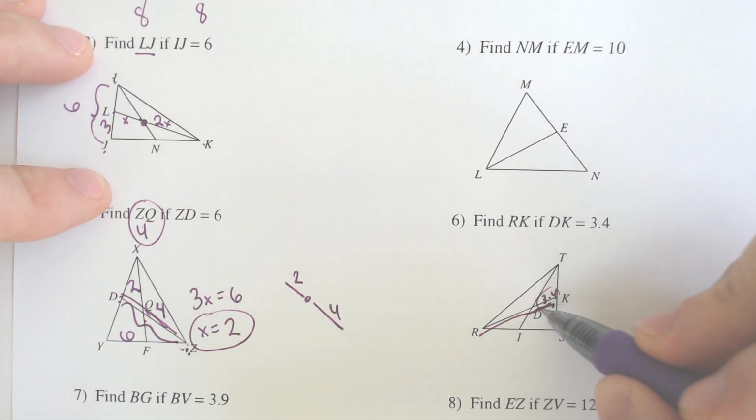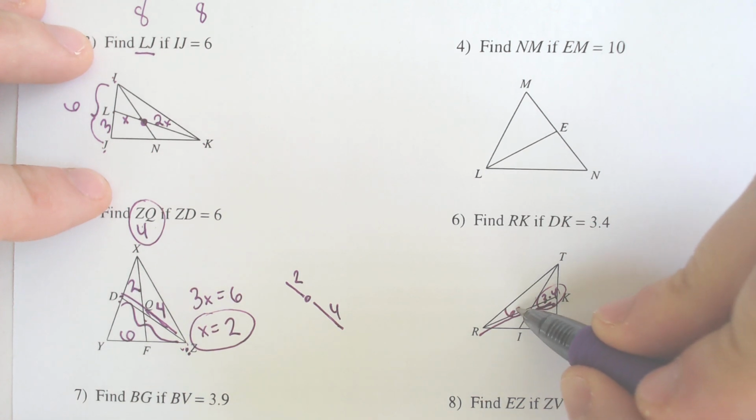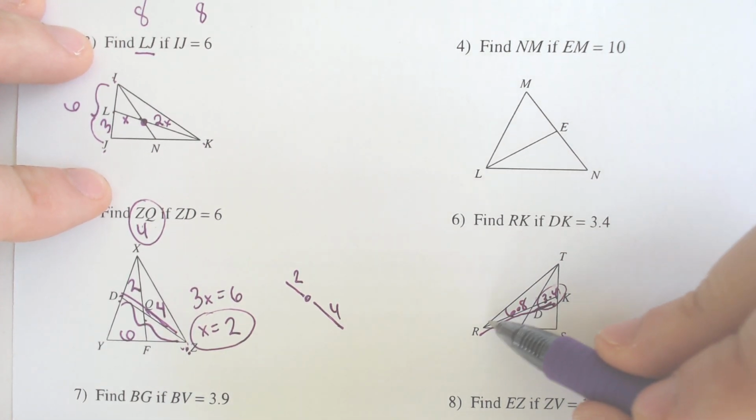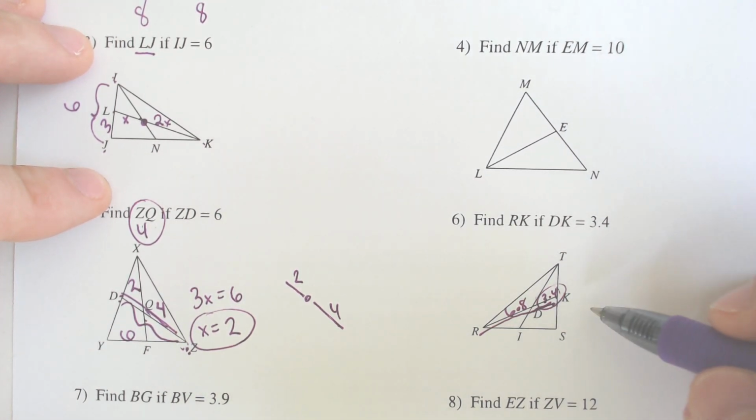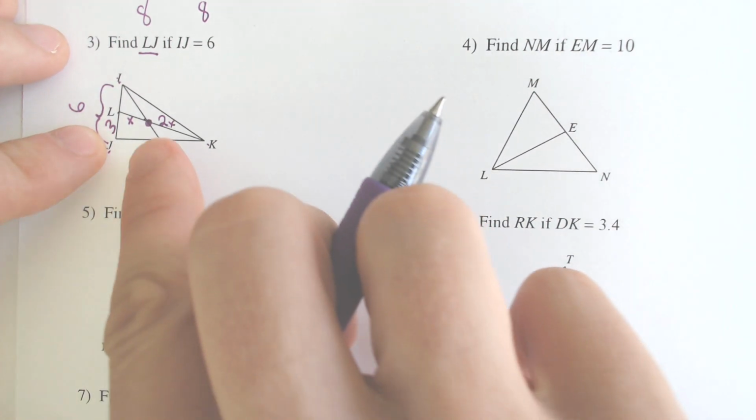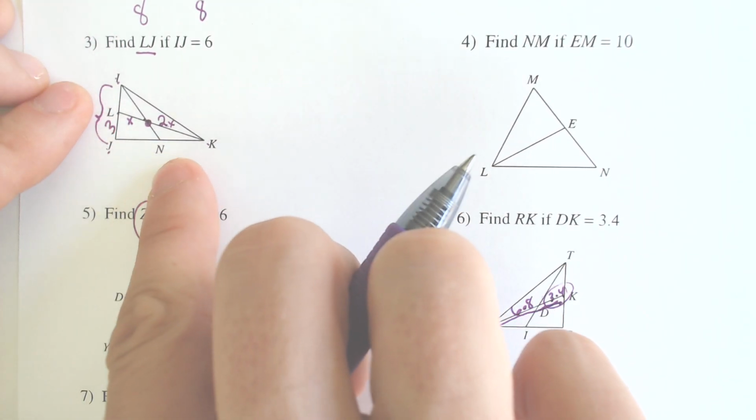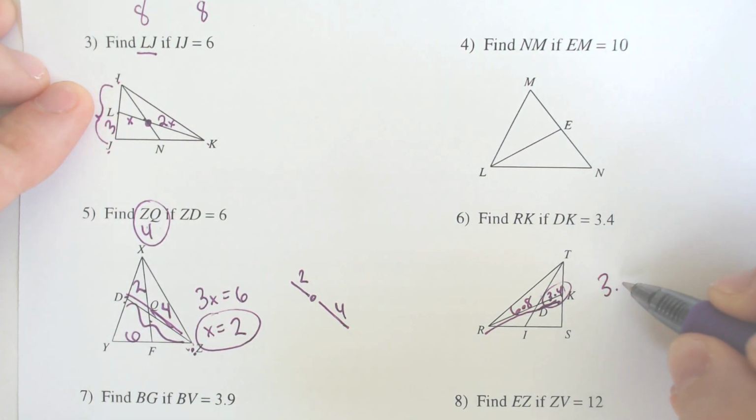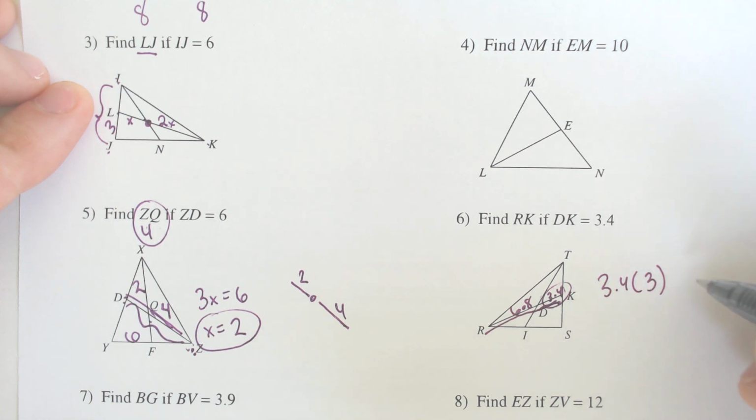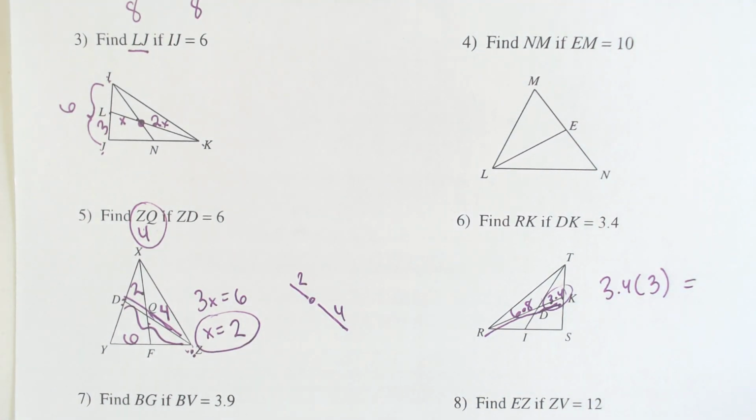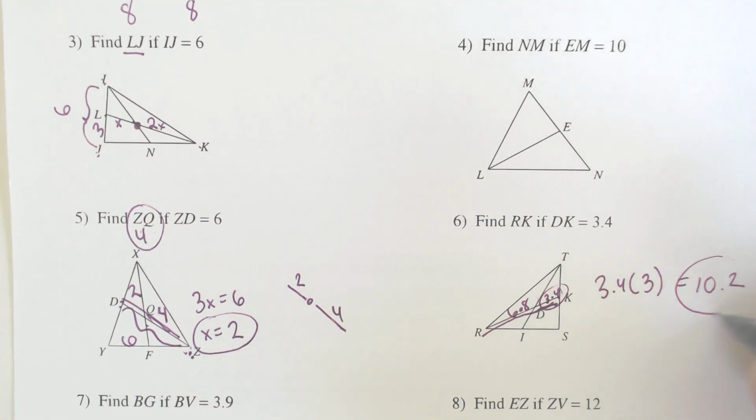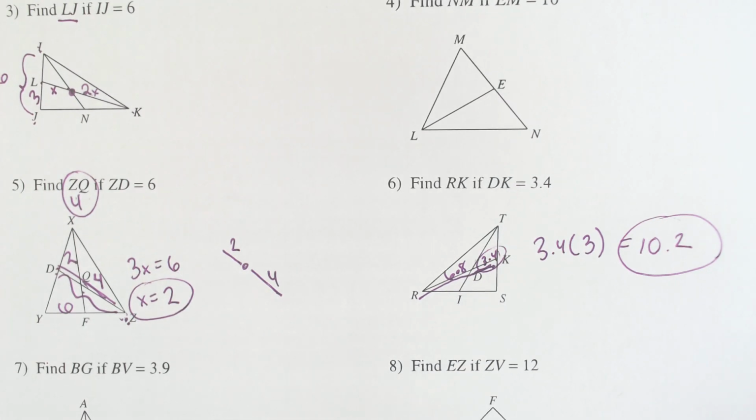Well, if this is 3.4, you could double it to get 6.8, and then you could add them all together to get the whole way across. But remember, the whole way across is 3 times the shorter part. It's 3X. So you could also just do 3.4 times 3. Both ways work. Whatever way you see first is the best way for you to do it. When we multiply by 3, you get 10.2 from R all the way to K.